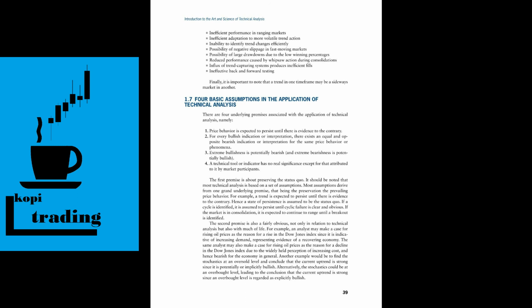Another example would be to find the stochastics at an oversold level and conclude that the current uptrend is strong, since it is potentially or implicitly bullish. Alternatively, the stochastics could be at an overbought level, leading to the conclusion that the current uptrend is strong, since an overbought level is regarded as explicitly bullish.